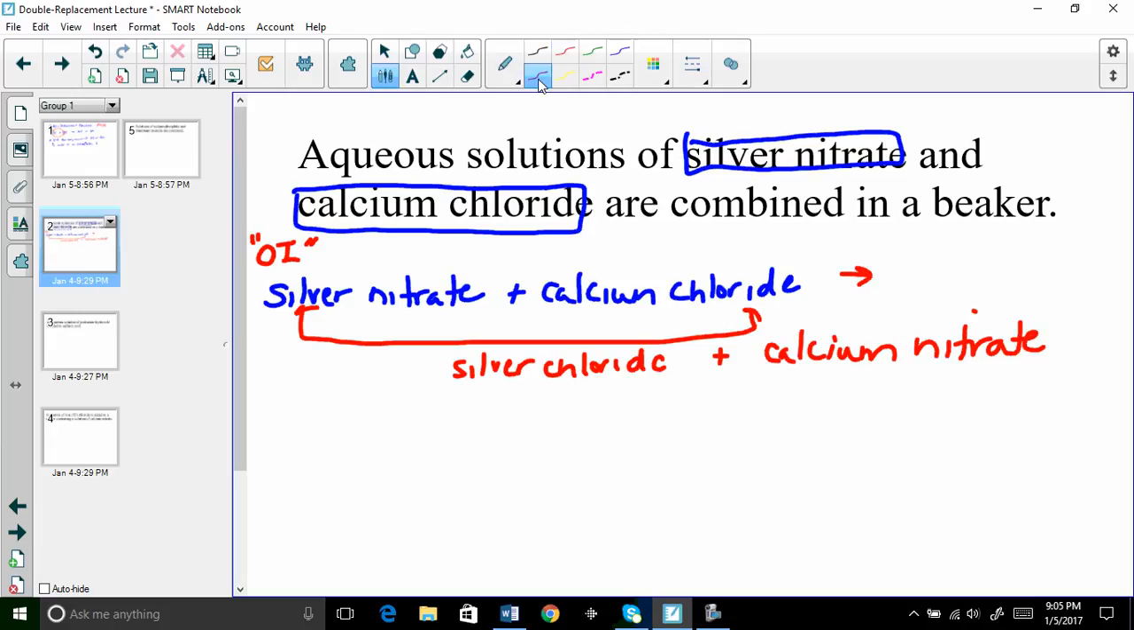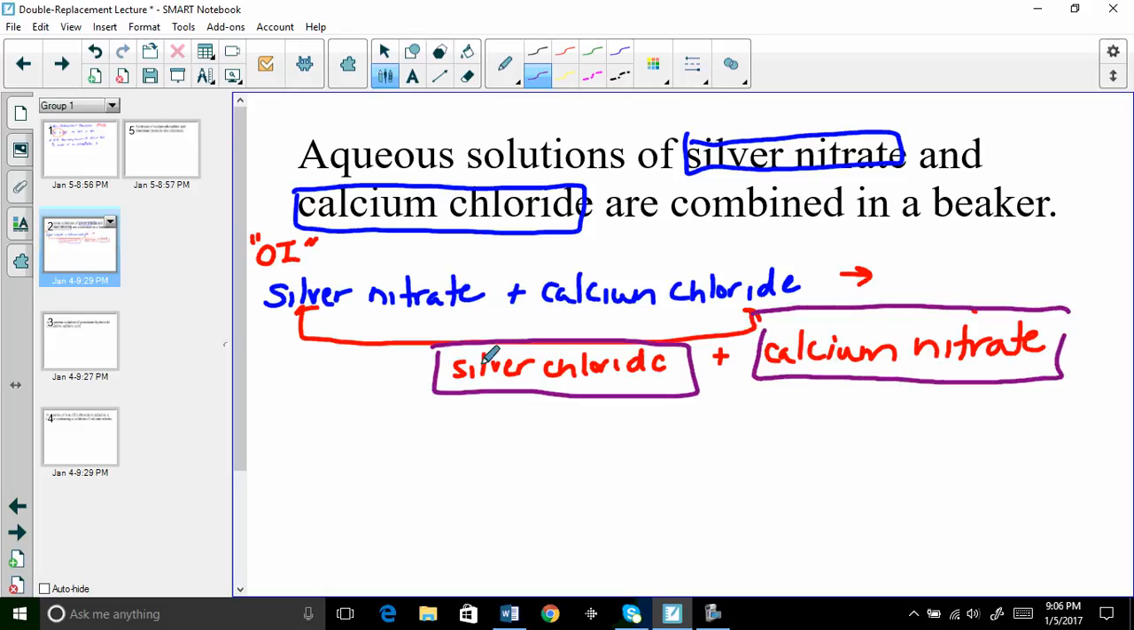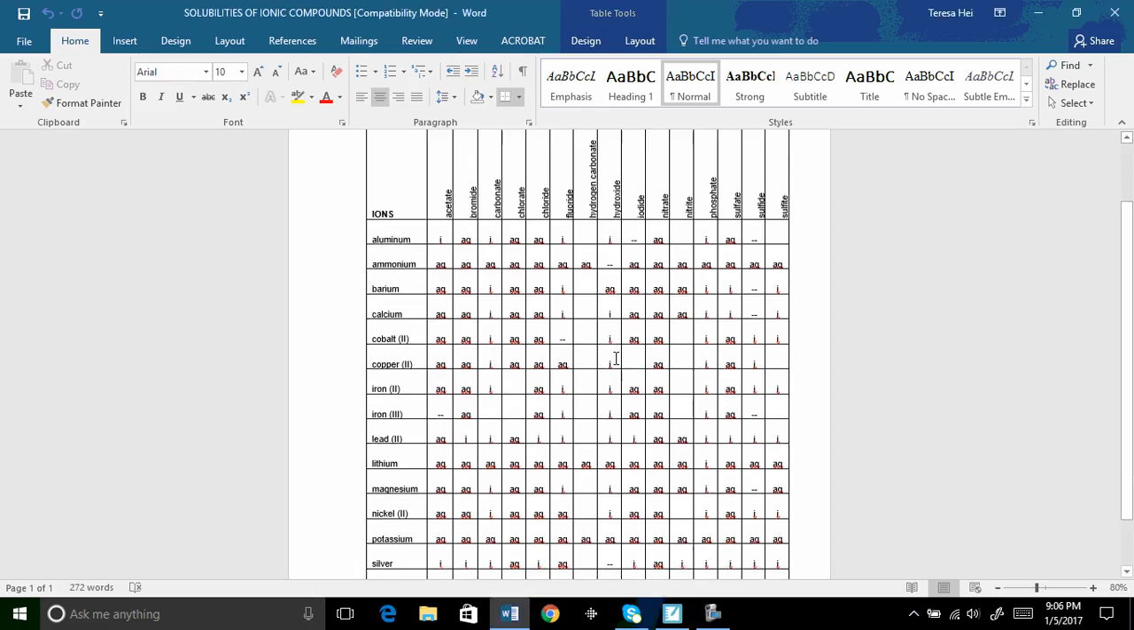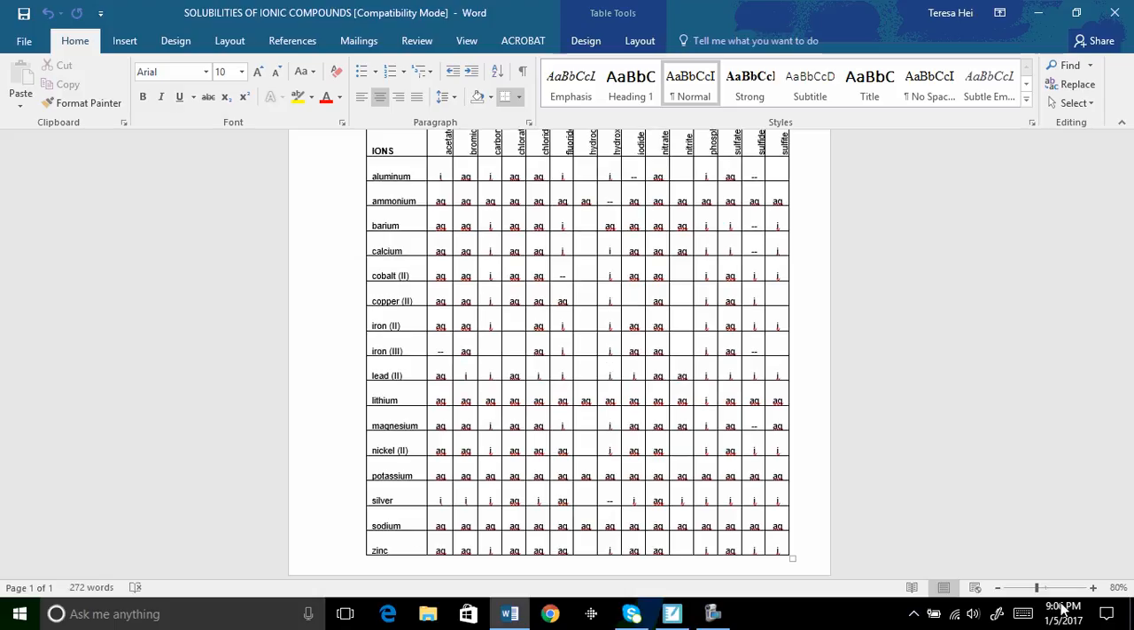Now, switching colors, going to purple. Either this or this has to be water, and it's not. Silver chloride's not water, and calcium nitrate's not water. So silver chloride or calcium nitrate has to be a precipitate. So you have to learn how to use this chart.